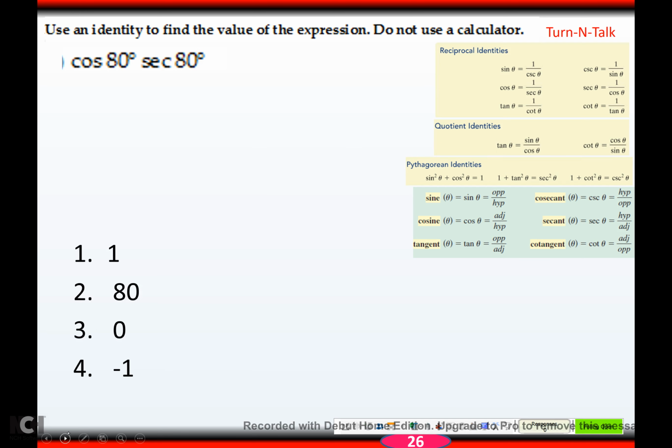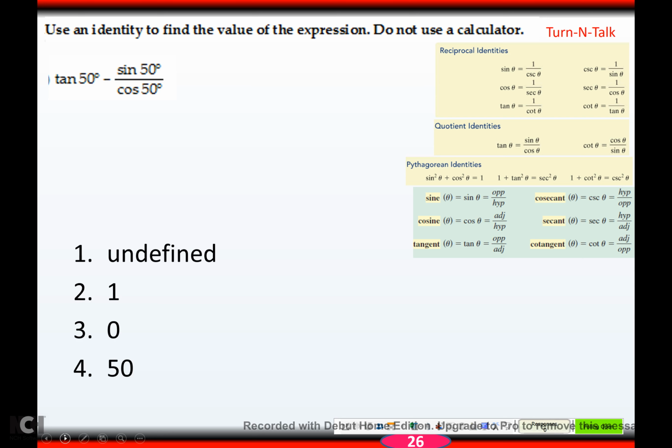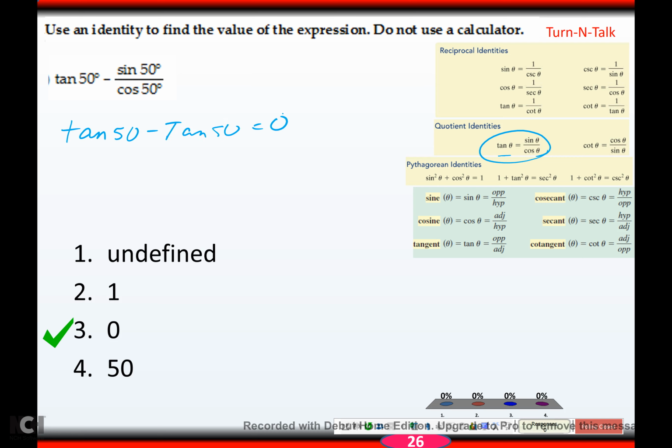Alright, try this one. Hit pause. Come back when you're ready. And you should get 1 again. These angles match, so I can say cosine theta, or 80. We call it x. Secant is 1 over cosine x. They cancel, and I get 1. Alright, try this one. Hit pause. Come back when you're ready. And hopefully you got 0. You can rewrite sine theta over cosine theta as long as the thetas match as tan theta. So this would be tan 50 minus tan 50, which would be 0.